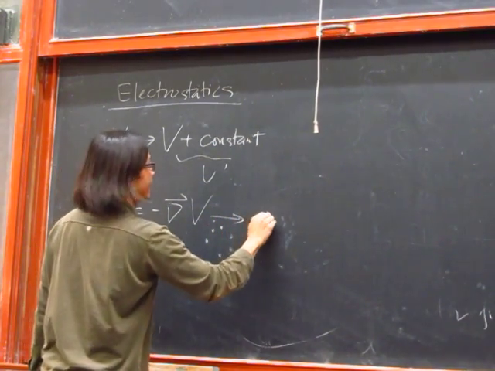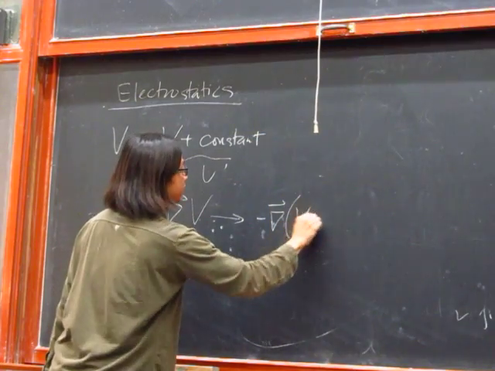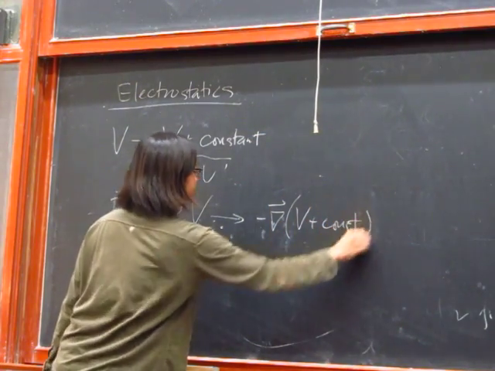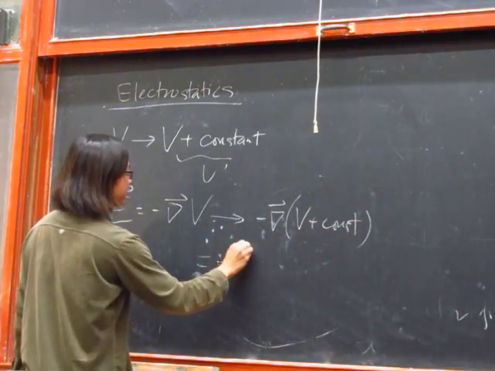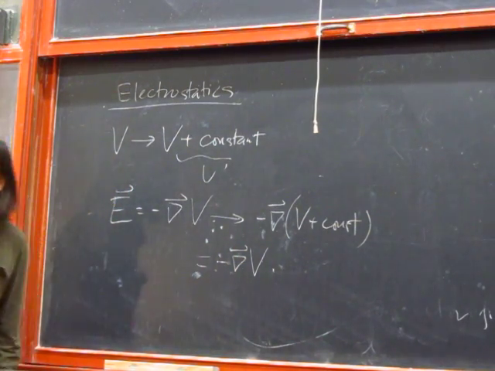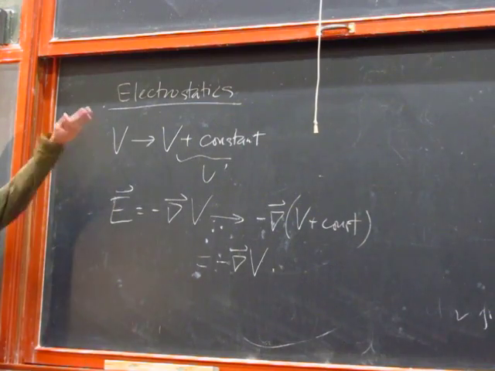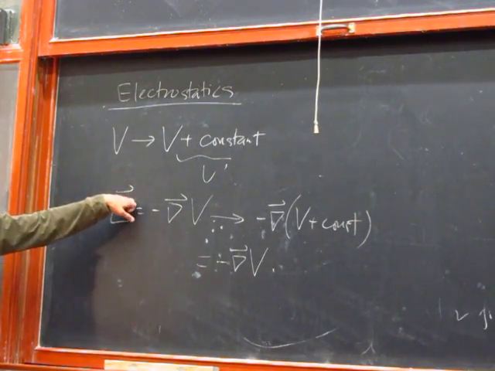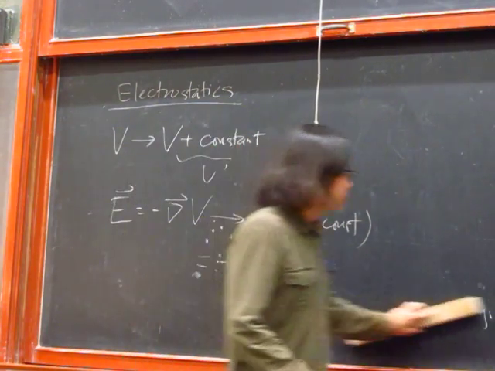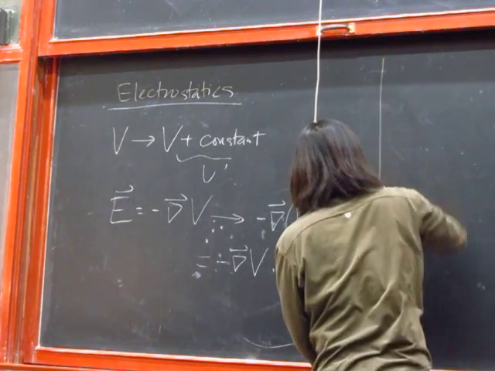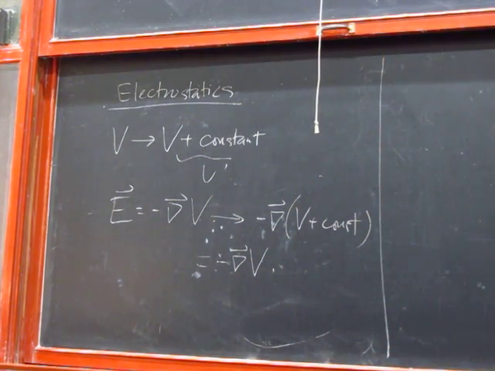Goes to minus the gradient of V plus constant. It's still equal to minus gradient. So for electrostatics, I can shift the potential by a constant. It doesn't affect the electric field, right? So let's see if something similar is happening with the vector potential.